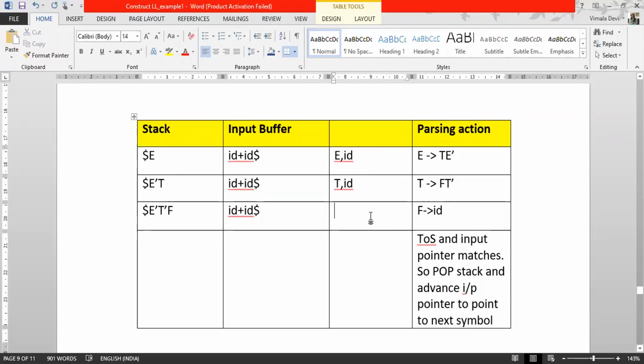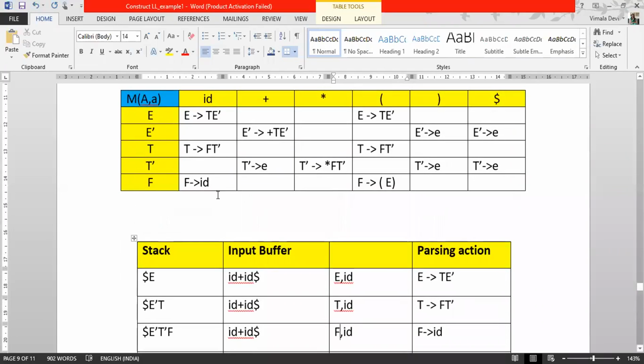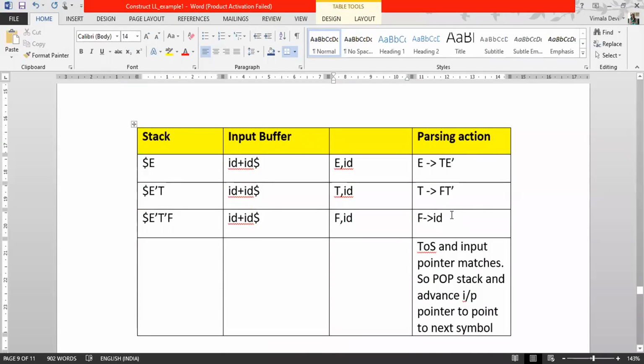Now, which two symbols is the parser looking for? The top of the stack, which is F, and the input symbol it is pointing to. Still, it is pointing to ID. Sorry, the top is not T, it is F. F comma ID. Now, let me go to the table and check the rule. What is F comma ID? It is nothing but F derives ID. So this is the rule the table says.